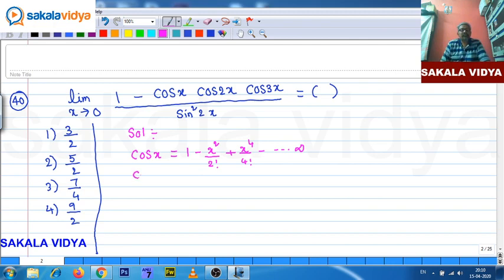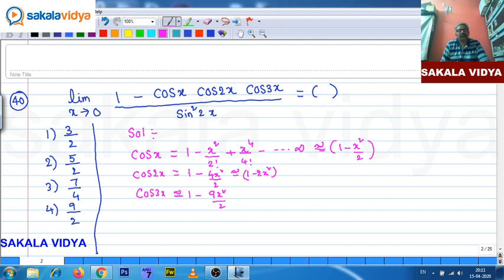In a similar manner, cos 2x, we can write only two terms. 1 minus x square by 2 factorial, here x means 2x, so 4x square by 2 factorial, that means this can be written as 1 minus 2x square. Up to this, you neglect higher powers and write approximately. In a similar manner, cos 3x is 1 minus 3x whole square, 9x square by 2, approximately equal to.